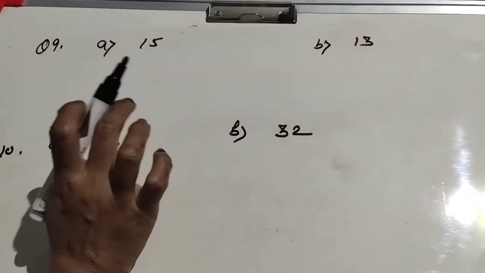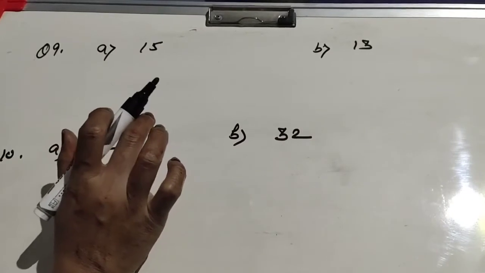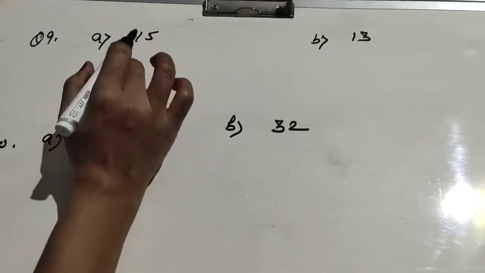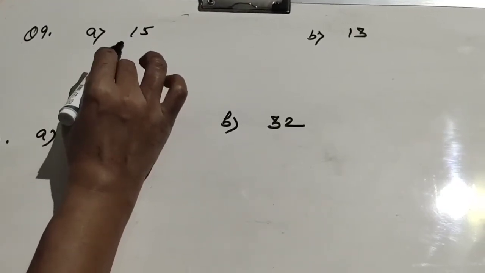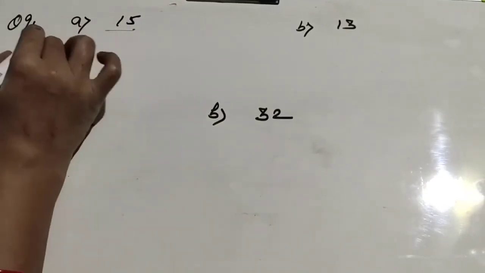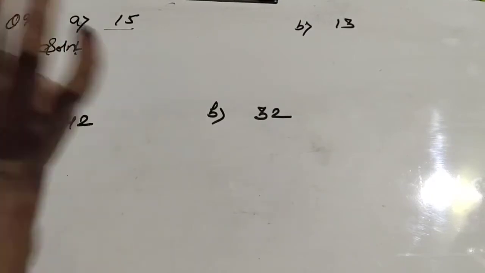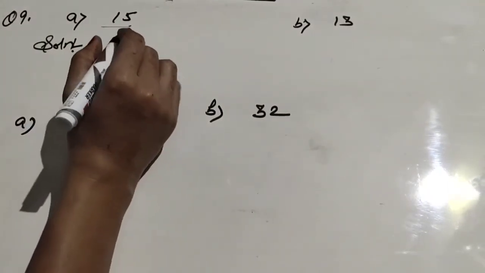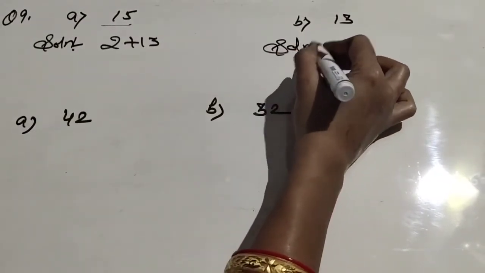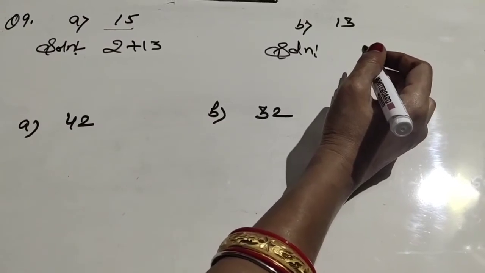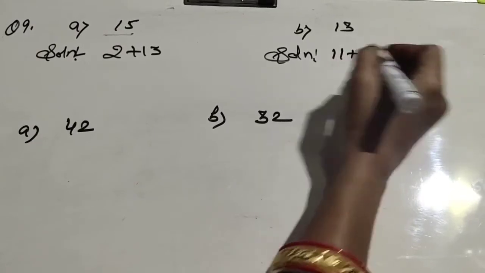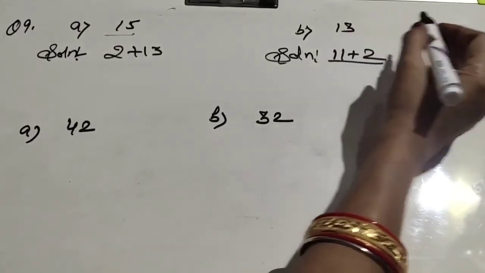Question number 9 is given: express each of the following as the sum of 2 or more prime numbers. Prime number means which is divisible by 1 and itself. So we have to find here 2 numbers whose sum is 15, but they should be prime numbers. So what do we have to add? 2 plus 13. Okay. One more example, 13. You have to just add a sum of 2 or more prime numbers. So what do we have to add? 11 plus 2. 11 plus 2 is equal to 13.